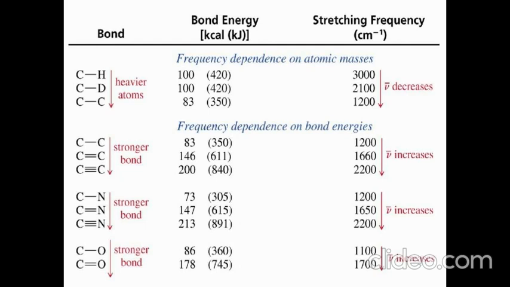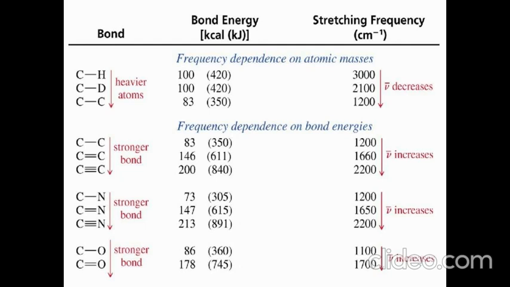Now if we see the right column of this table, we can see that the carbon-hydrogen bond appears at 3000 centimeter inverse, the carbon-deuterium bond appears at 2100 centimeter inverse, and the carbon-carbon single bond appears at 1200 centimeter inverse, which can be explained with the help of Hooke's law.